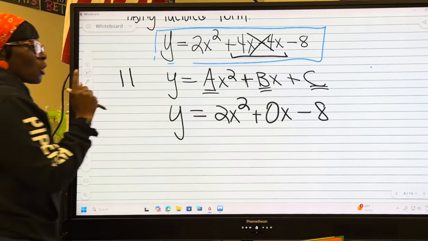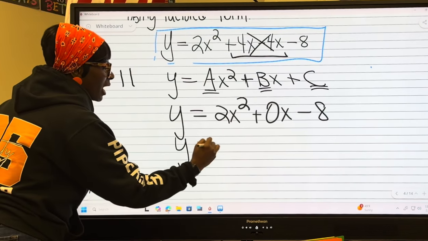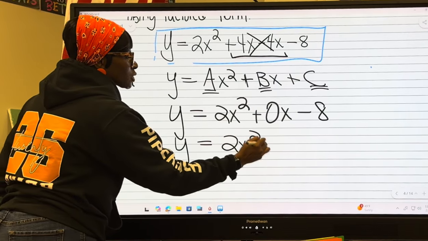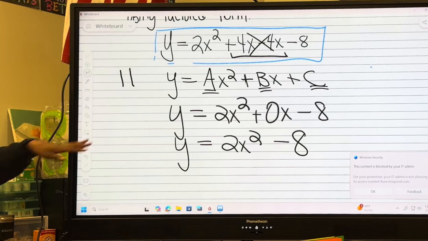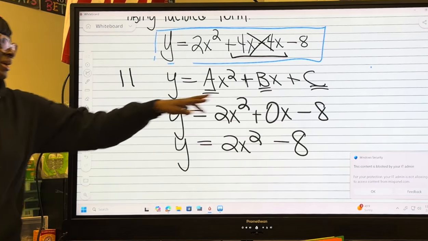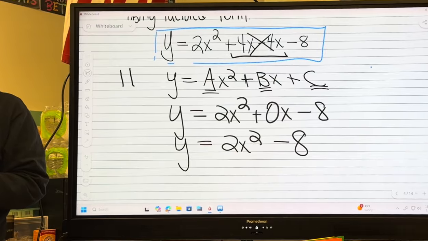Yes? Now, what other way can I write this? I can write it as y equals 2x squared minus 8. We now only have 2 terms. Are y'all following me? Yep. Yes? Why? Because this second term cancels out. It's really nothing. Is everybody with me?